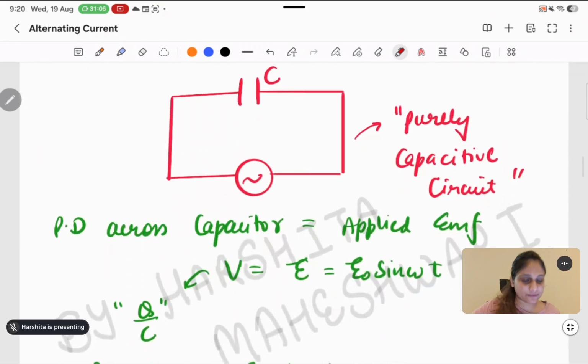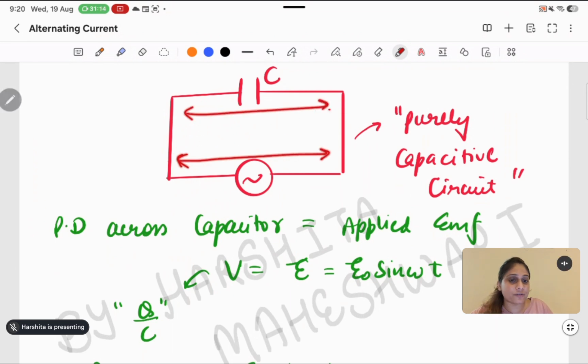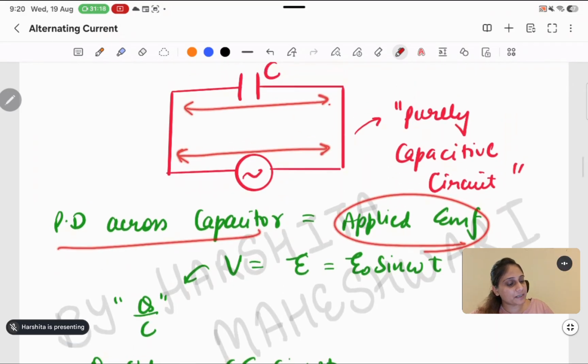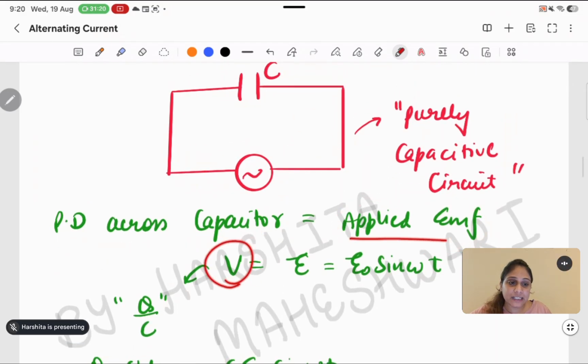The last thing is the derivation, then we'll end this lecture. Again we can say that the potential difference across the capacitor will be equal to the potential difference across the source, which is named the applied EMF. So the potential difference across the capacitor I name, let's suppose, V, and the applied EMF is of the form E naught sine omega t, a sinusoidal form.